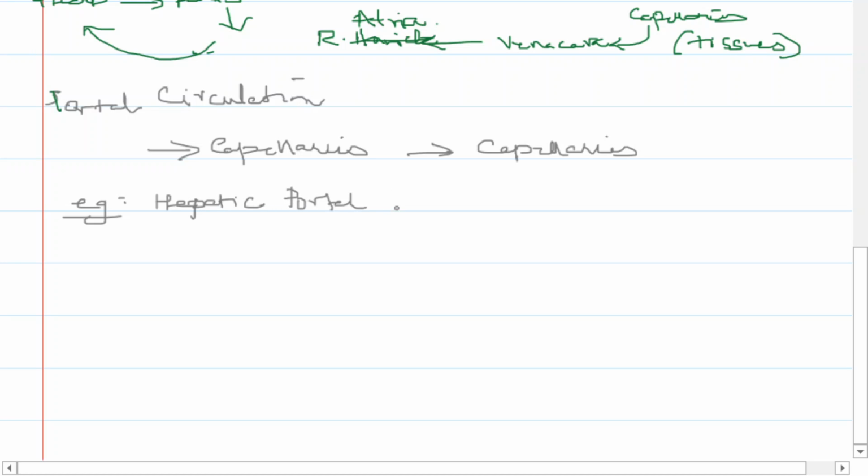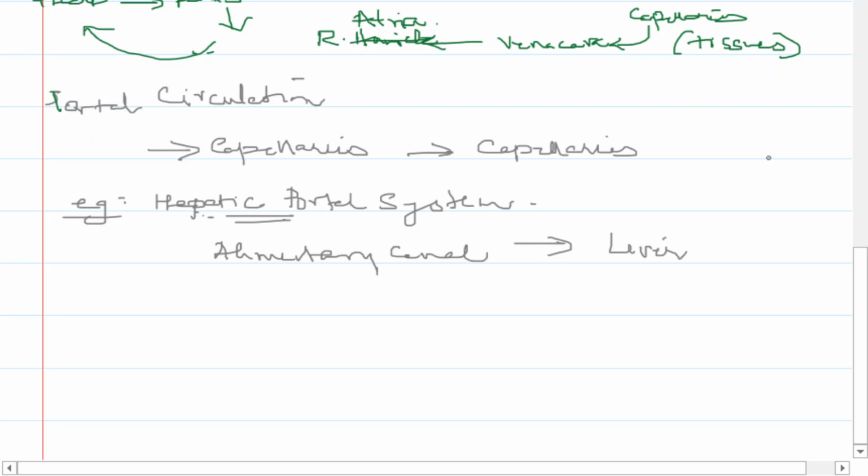Hepatic portal system. So where do we find this? This system is found between the alimentary canal and, as the name suggests, hepatic goes to the liver. The naming of the portal system is usually after the organ that the capillaries end up in, which is the liver. So it is called the hepatic portal system.